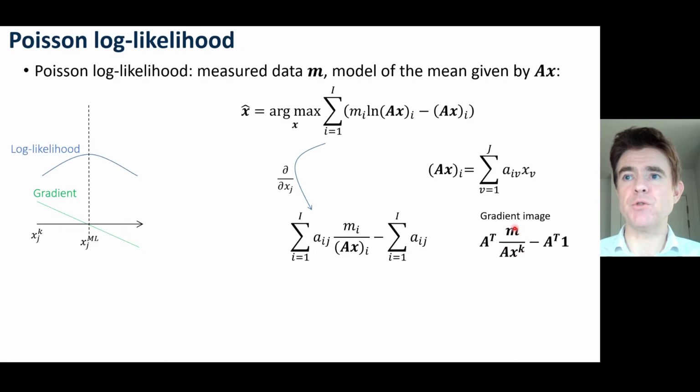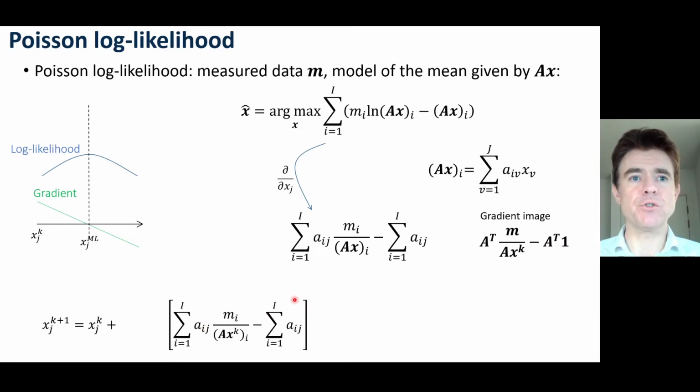We take the ratio between the measurement and the forward projection, back project that, and subtract off the so-called sensitivity image, the back projection of ones, and that is the gradient of the Poisson log likelihood. It's that gradient of the Poisson log likelihood that we add on to our current image to get a better estimate that's going to move us closer towards the maximum of the Poisson log likelihood.